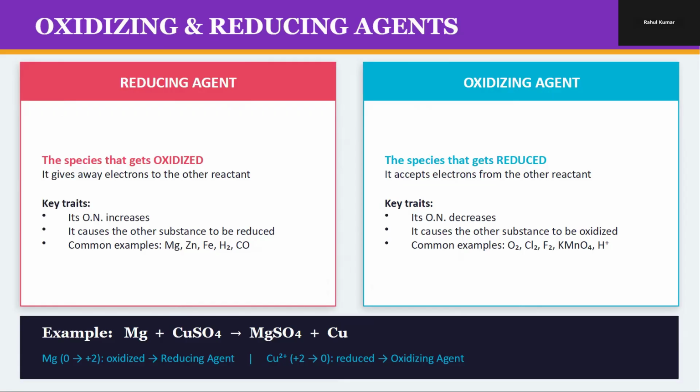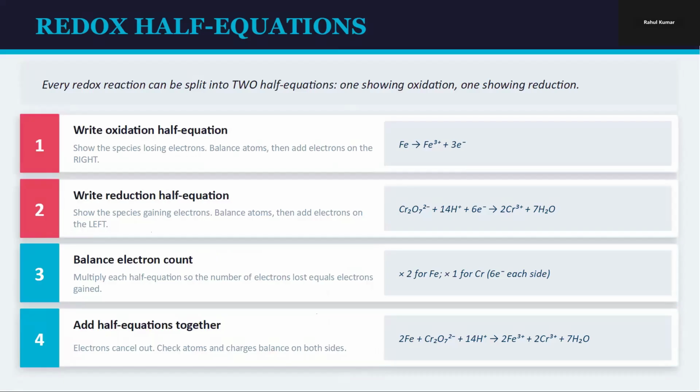Now here the example is magnesium plus copper sulfate forming magnesium sulfate plus copper. If you see, magnesium goes from 0 on the reactant side to plus 2 on the product side. So it is oxidized, so it is a reducing agent. But on the other side, copper 2 plus from the reactant goes to 0 in the product. So it is getting reduced, so it is an oxidizing agent.